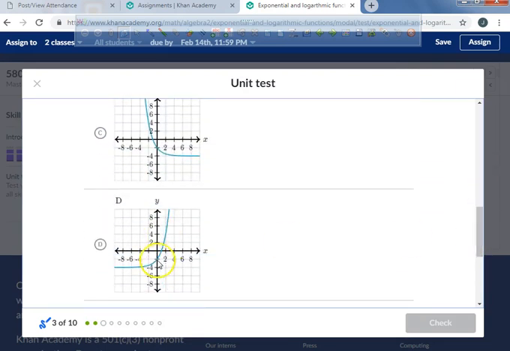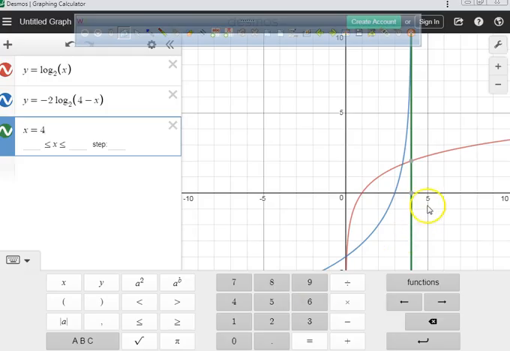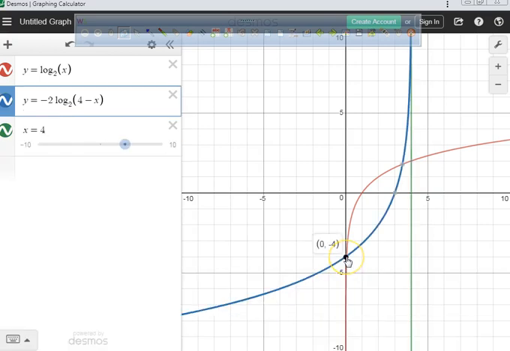Alright, and it passes through 0 and negative 2, but this other one passes through 0 and negative 4. So it's going to be the first one.